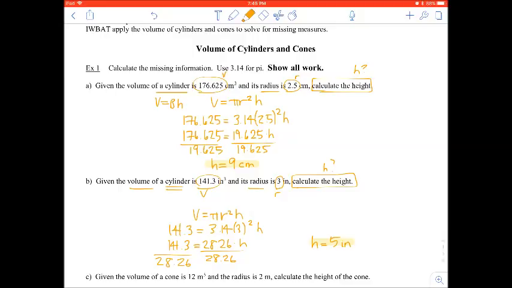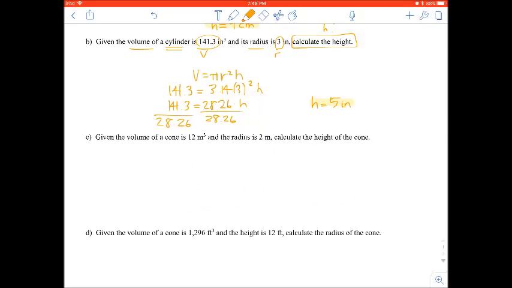Taking a look at the last two examples, we're going to switch gears a little bit, but stay pretty consistent. So right here we have the volume of a cone. Right away, that should trigger volume equals 1/3 of a cylinder. So 1/3 area base times height. So that's going to be 1/3 pi r squared h. I'm given the volume is 12. I'm given the radius is 2. And I, again, want to figure out the height of the cone.